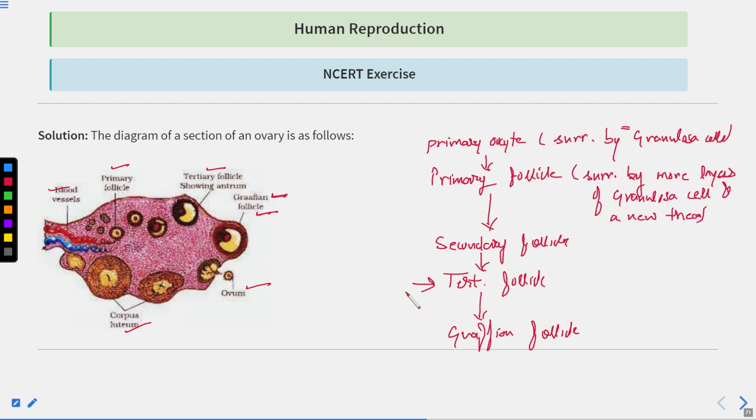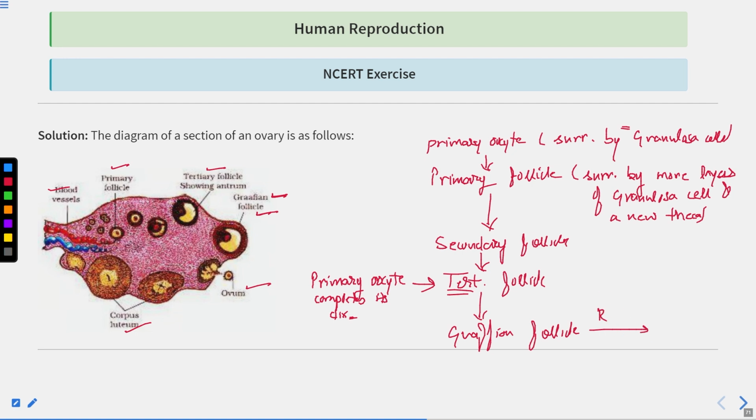Now here you should notice that it is in the tertiary follicle that the primary oocyte completes its division. Because the primary oocyte was initially arrested in prophase 1 of meiosis. Now the primary oocyte completes its division here. So now the primary oocyte will transform into the secondary oocyte, and then the ovum will be formed. Clear? So Graafian follicle, what happens?